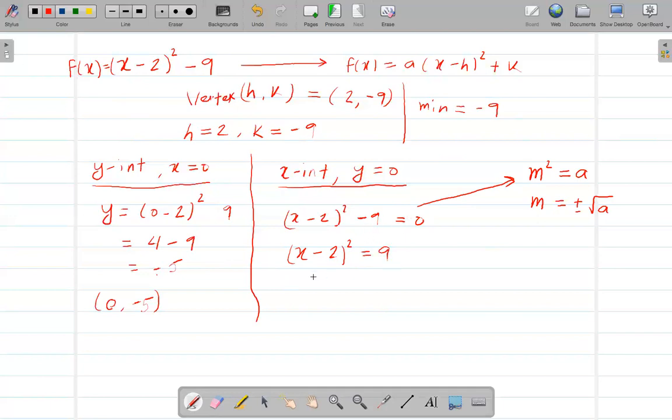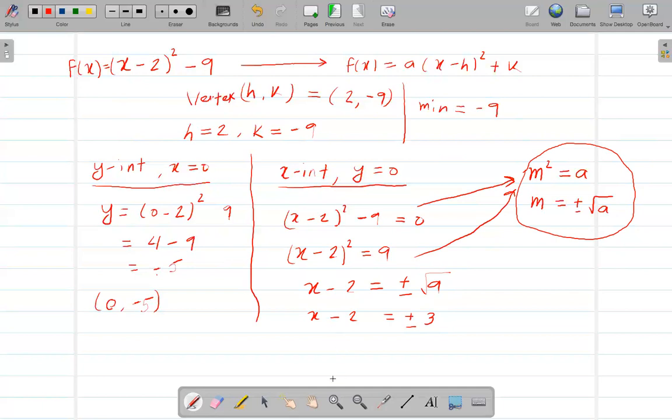Now on one side we have a square term, this whole thing, which is now in this form. So using this idea, on the left-hand side, this whole thing inside the square, x minus 2, equals plus or minus the square root of 9. So x minus 2 equals plus or minus 3.